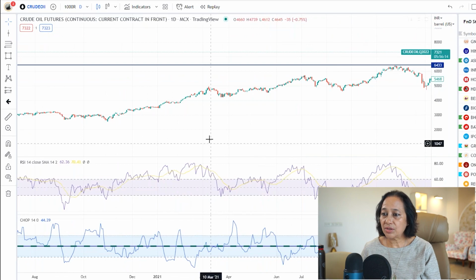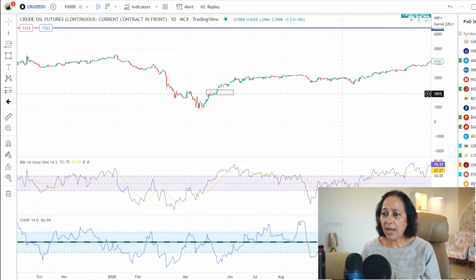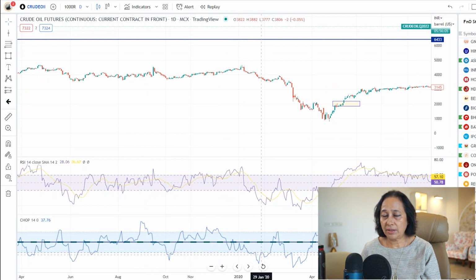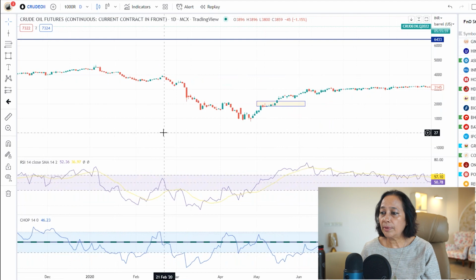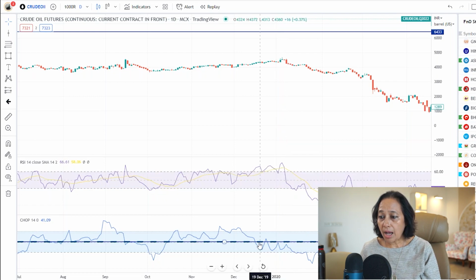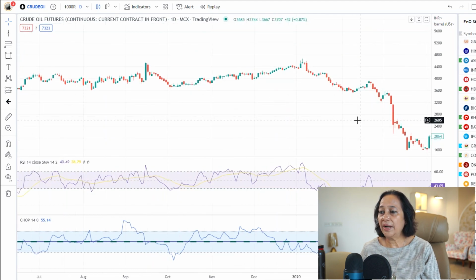When the RSI has gone below and choppiness has gone below, right? RSI has come below 40 and choppiness has come below 50, right? Choppiness always has to be below 50. So see here, you can even do it from the top, right? This is where RSI crossed 60, came below 60, right? And this choppiness is below. I'm again taking the one day time frame.